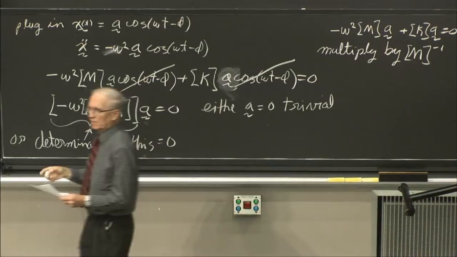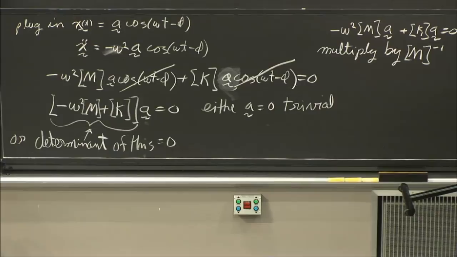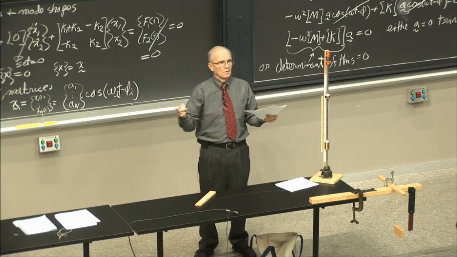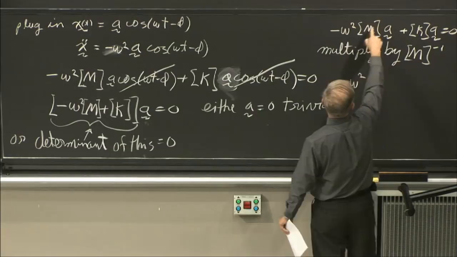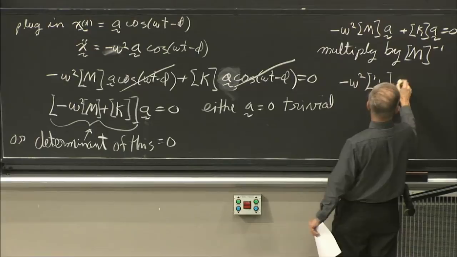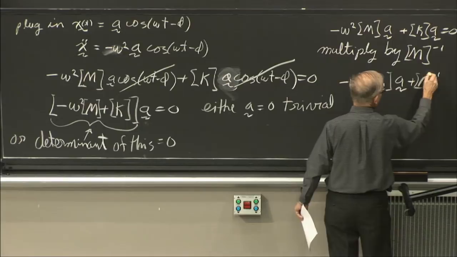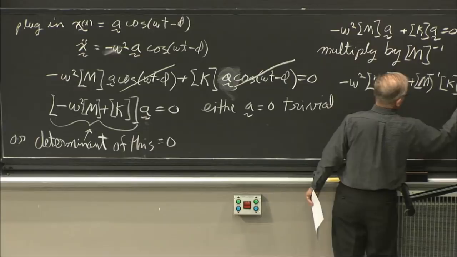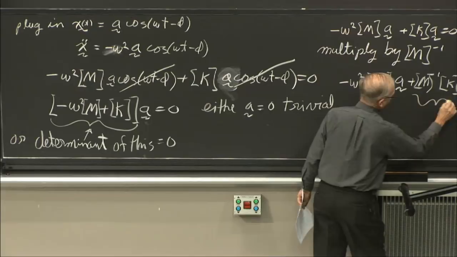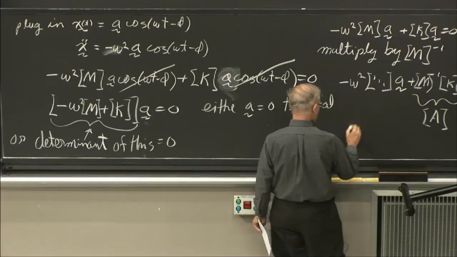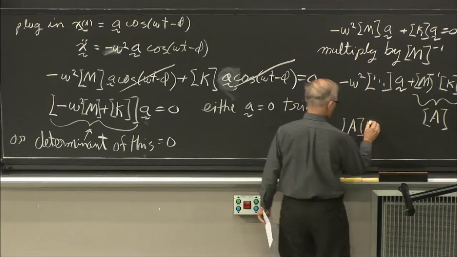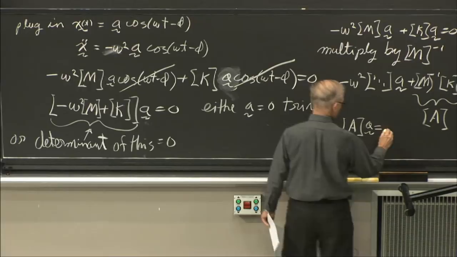If I multiply a matrix by its inverse, what do you get? If I multiply M times M inverse, you get a unit matrix. It has ones on the diagonal. So I'm going to multiply through by this, and this gives me minus omega squared, and M times M inverse gives me the unit matrix, ones on the diagonal, times A, plus M inverse times K times A equals zero. This product is just a matrix product, M inverse times K, and I'm going to call it the A matrix. And I'm going to move this to the other side. So I have a linear algebra expression of the form A times the vector equals omega squared times the unit matrix times A.